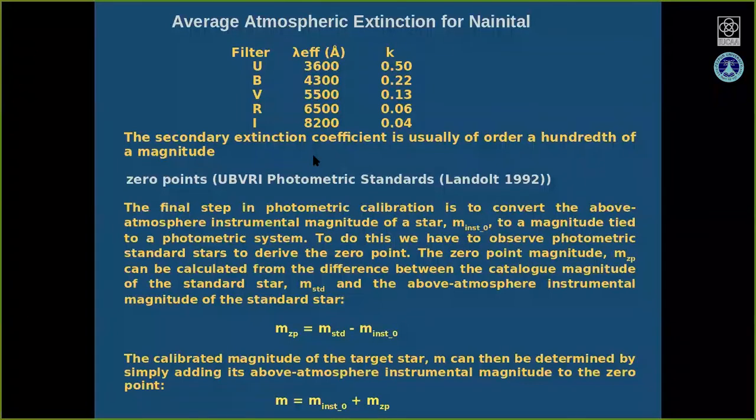Sir, I have a question. Yes. This extinction coefficient, does it vary with the seasons, or is it constant throughout the year? No. It will vary with the season. Especially during this time, your extinction coefficient will be higher.